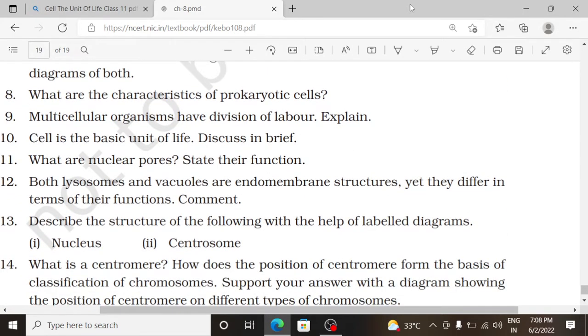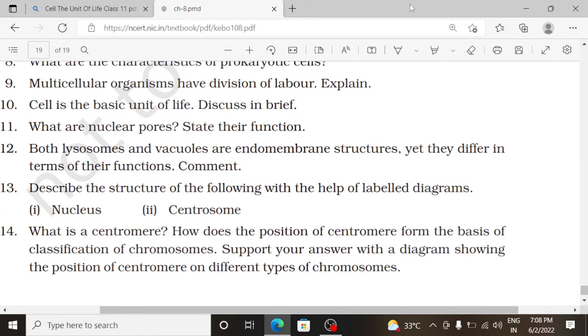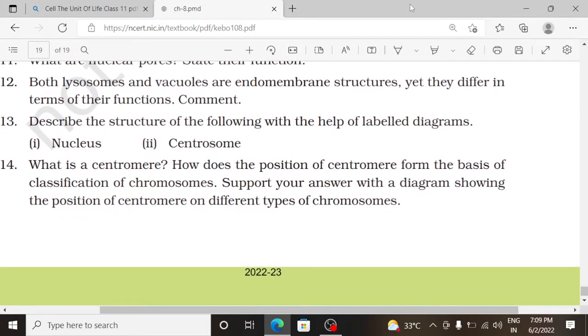9. Multicellular organisms have division of labor. Explain. 10. Cell is the basic unit of life. Discuss in brief. 11. What are nuclear pores? State their function. 12. Both lysosomes and vacuoles are endomembrane structures, yet they differ in terms of their functions. Comment. 13. Describe the structure of the following with the help of labeled diagrams. First nucleus, second centrosome.